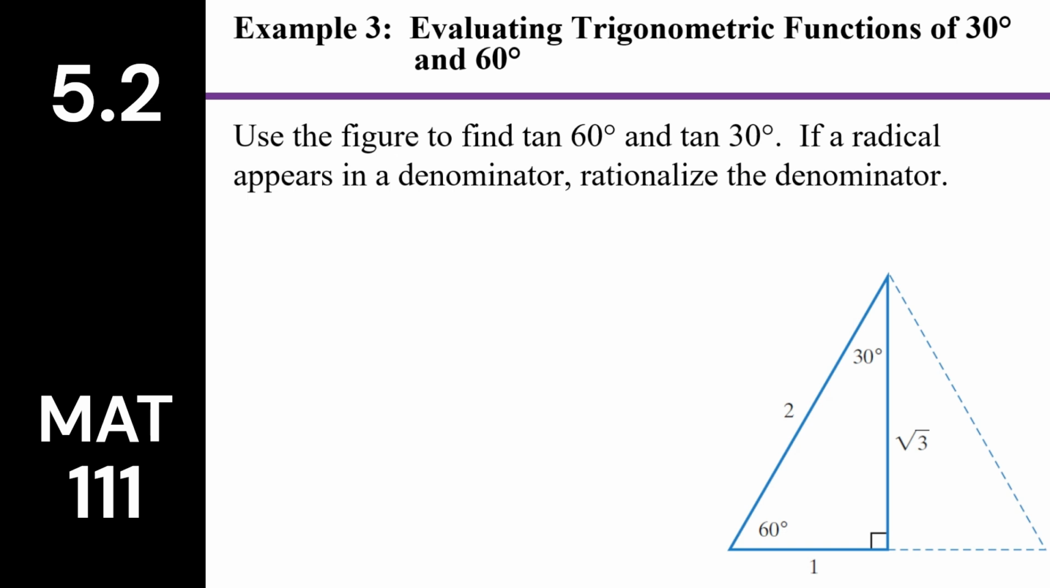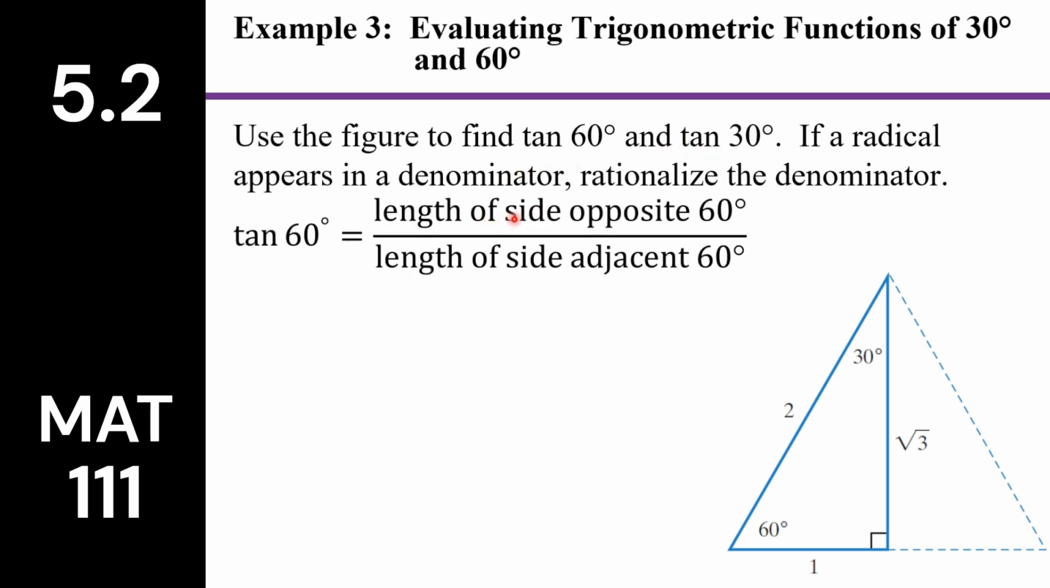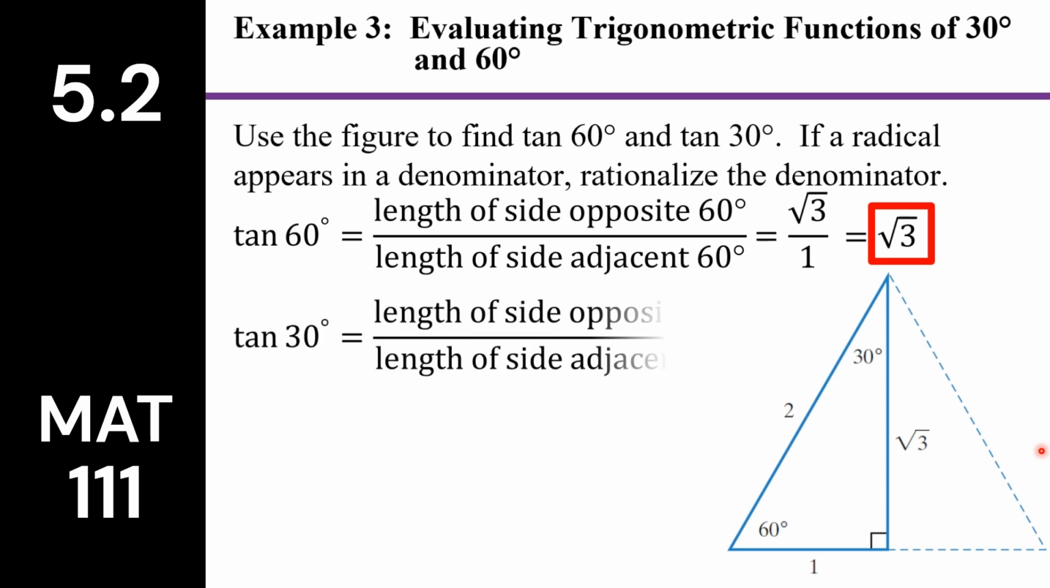In this example, it wants us to find the tangent of 60 and the tangent of 30. The tangent is the opposite over the adjacent, but for the tangent of 60, we have to make sure we're looking from the 60's perspective. Its opposite is radical 3. Its adjacent is 1. We end up with radical 3 over 1, which reduces to radical 3. To find the tangent of 30, we have to be sure we're looking at 30's opposite, which is 1, over 30's adjacent, which is radical 3. And so we end up with 1 over radical 3.